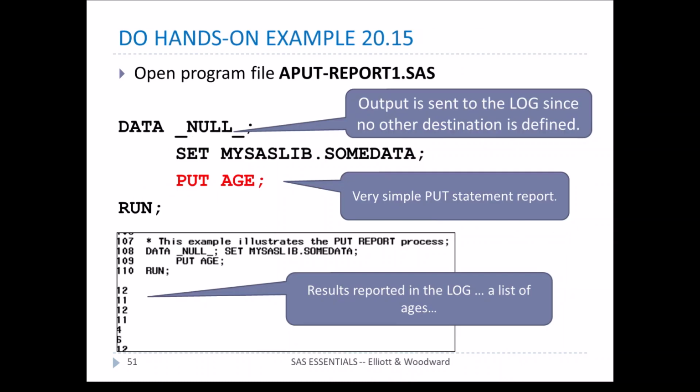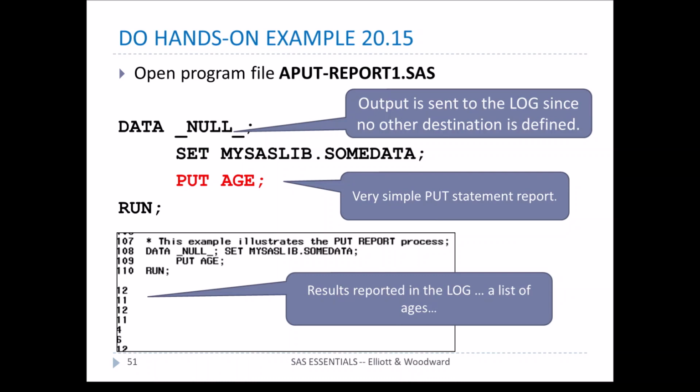All right, so here's an example, 20.15. Open up the file put-report1.sas. So you notice we start out with data _null_. Now again, this is going to create no data set, and we use that simply because data needs to have some data set name, in this case a null data set name. So we're going to say set mysaslib.sumData, so we're bringing in some data called sumData, and we're going to just say put age. So what this is showing you is that within this little data paragraph, we can actually cause some output to happen. So we're going to say put age.